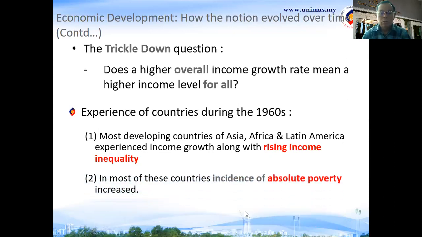And number two, in most of these countries, the incidence of absolute poverty also increased as well. Right? So the question is whether development is good. Increase in income, yes, of course it is good. But at the same time, there was a greater incidence of absolute poverty among these countries. People who are really poor, who could not afford the basic necessities and so on.